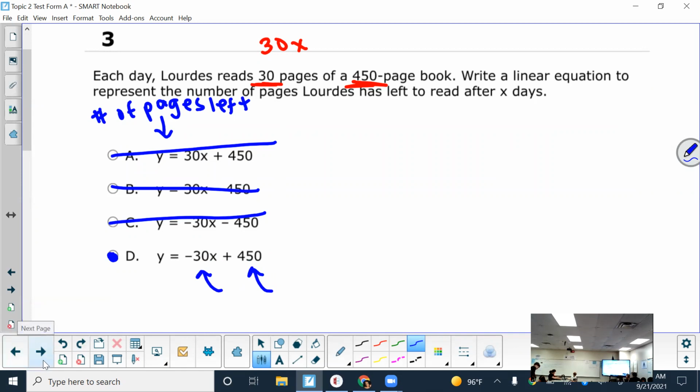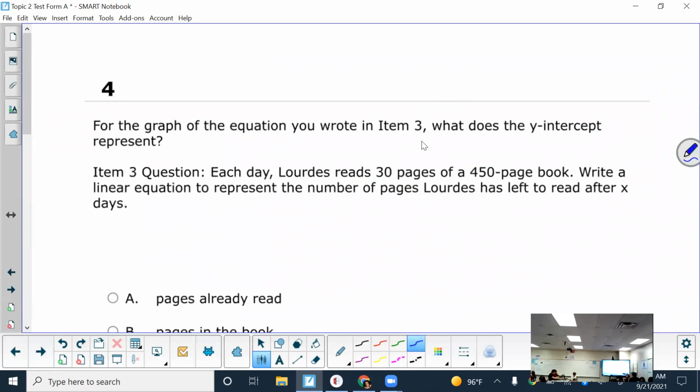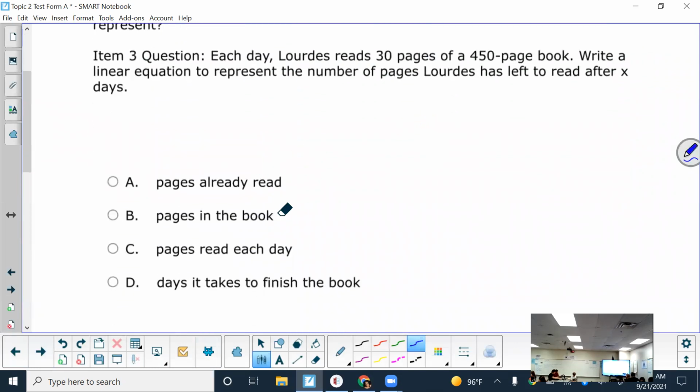All right, so then you should know what the y-intercept represents. Pages already read, pages in the book, pages ready to stay, days it takes to finish the book, which one makes more sense? Pages in the book.